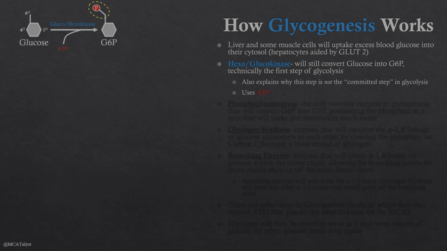Of course, this step is going to utilize ATP. Like I've mentioned earlier, glycogenesis is going to use ATP, but that's okay because we have plenty of it, where we're basically just sticking a phosphate onto that 6th carbon.